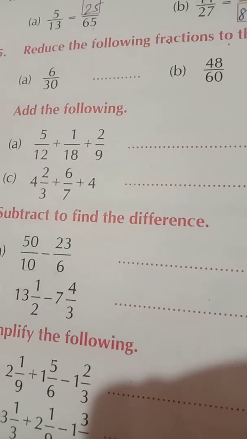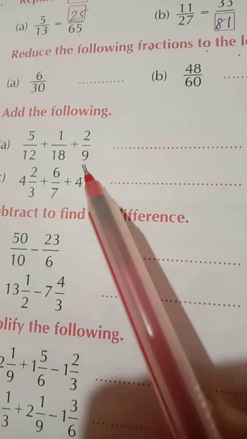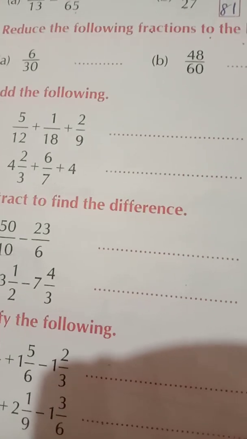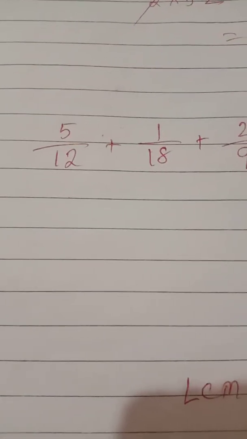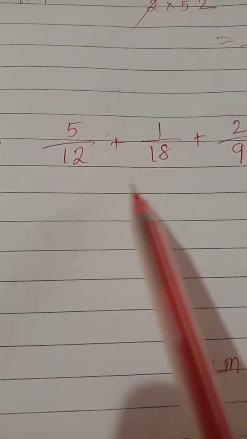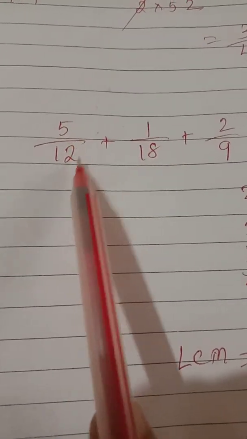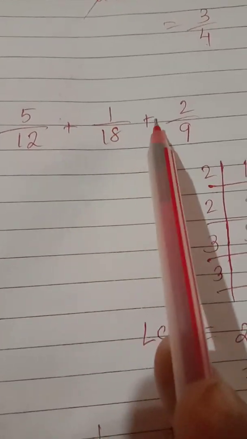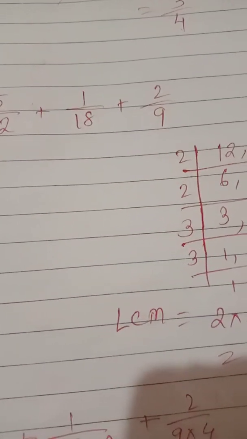Next comes, add the following. Addition, subtraction, multiplication and division are very important for fractions. So the first example is 5 upon 12 plus 1 upon 18 plus 2 upon 9. What do we have to do?